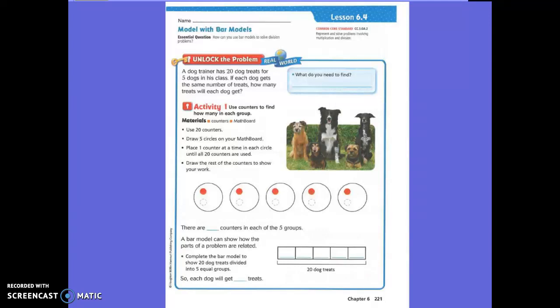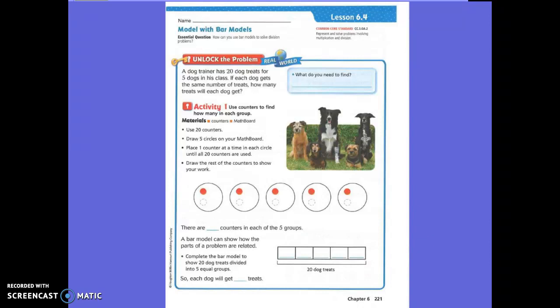Boys and girls, today we are going to model division by using equal groups and bar models. Make sure your name is on your paper. Read the story. A dog trainer has 20 dog treats for 5 dogs in his class. If each dog gets the same number of treats, how many treats will each dog get?